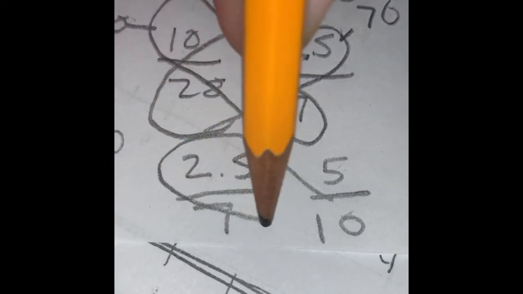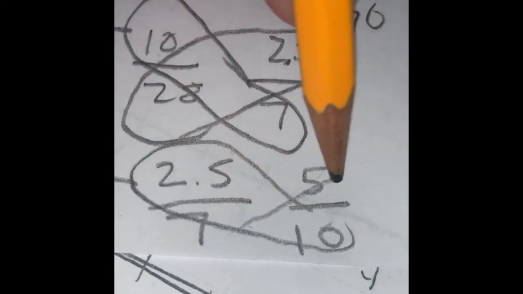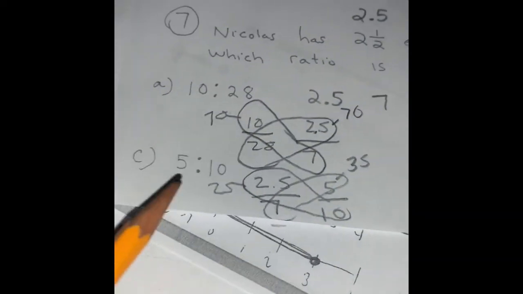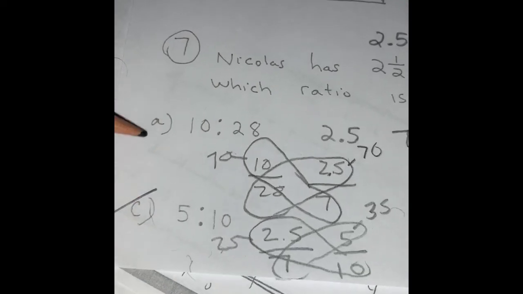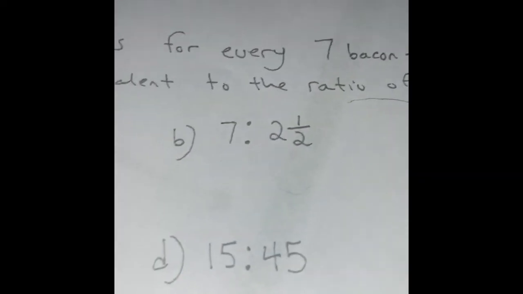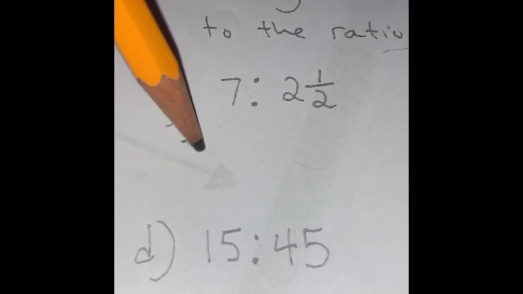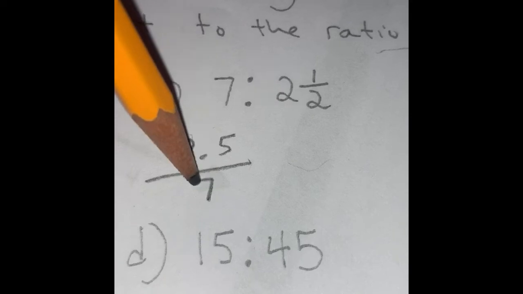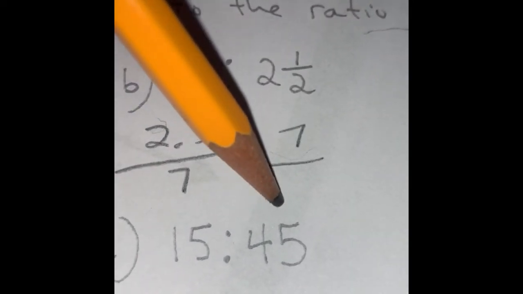And now I'm going to compare it to 5 over 10. If I do 10 times 2.5, I'm going to get 25. If I do 7 times 5, I'm going to get 35. And I know that these ratios are not the same, so I know they are not equivalent. Now I'm going to go ahead and check the next one. Once again, our initial ratio is 2.5 over 7. And in this one, it is 7 over 2.5.